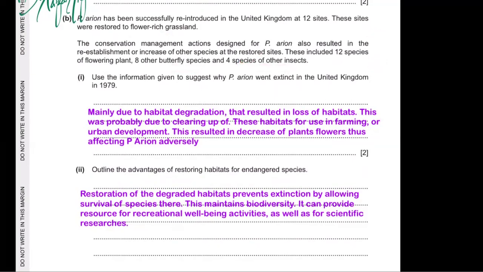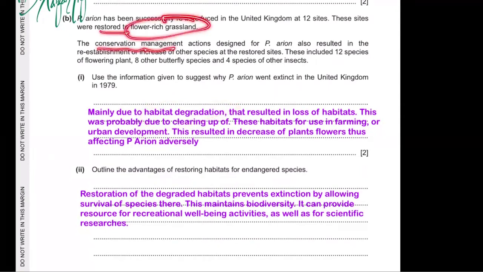Use the information given to suggest why this P. arion went extinct in the UK. Why would it have gone extinct? Mainly due to habitat degradation. How do we know that habitat degradation is the answer here? Simply because the conservation management was restoring the flower-rich grassland.